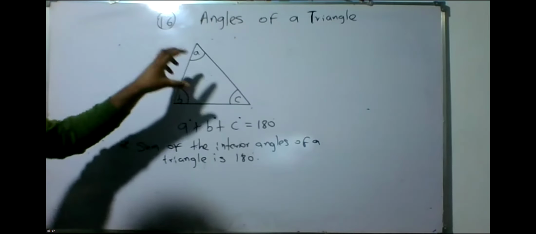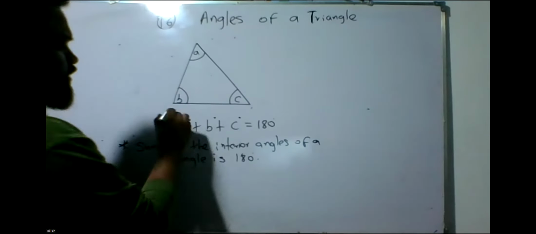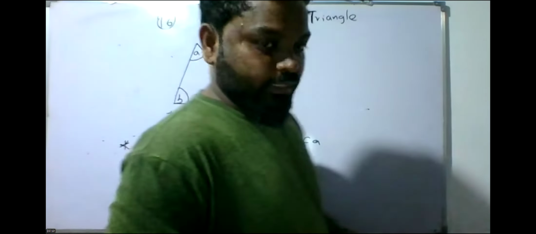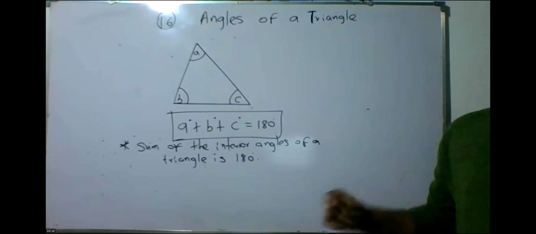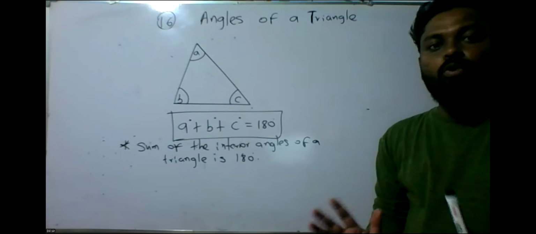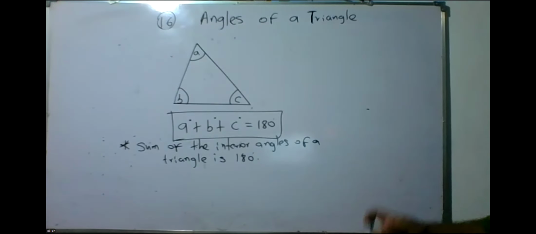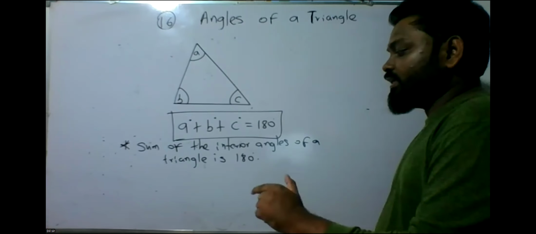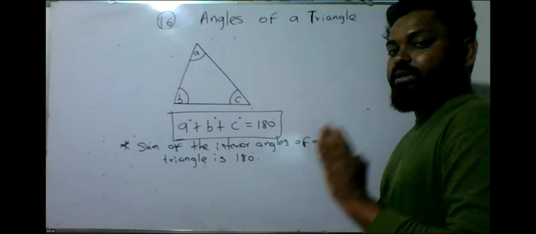Son, the sum of the three angles inside a triangle is 180. Very, very familiar. How many times have we repeated this? Take a triangle. Size is not important here. Small size or big size or any size, if the triangle is there, the sum of the interior angles of the triangle is 180.